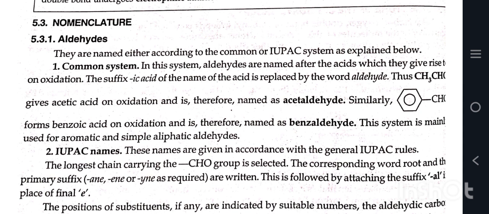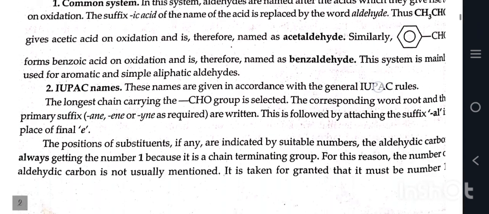Nomenclature: Aldehydes. They are named either according to the common or IUPAC system as explained below. First, the common system. In this system, aldehydes are named after the acid which they give rise to on oxidation. The suffix "ic" added to the name of the acid is replaced by the word aldehyde. Thus, CH3CHO gives acetic acid on oxidation and it is therefore named acetaldehyde. Similarly, benzene CHO forms benzoic acid on oxidation and is therefore named benzaldehyde. This system is mainly used for aromatic and simple aliphatic aldehydes.